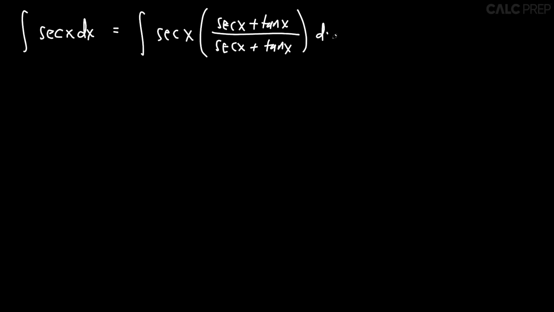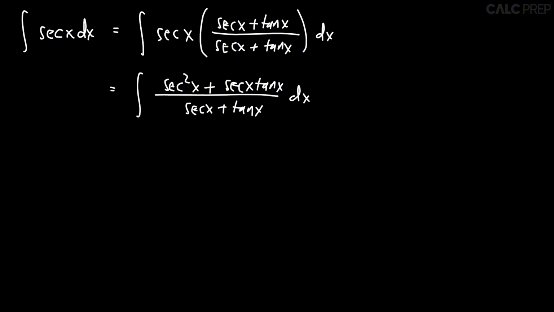Now, why would we want to do this? Well, we're going to notice in a second, but let's go ahead and just multiply this out. So in the numerator, if we distribute, we'll get secant squared of x. Secant times the tangent, we'll get secant tangent. And in the denominator, we'll just maintain the secant x plus tangent of x.